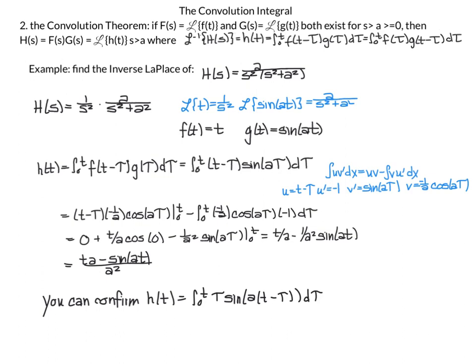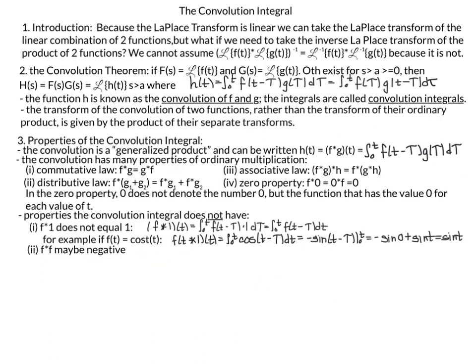And this is it. This is my final answer. This is the inverse Laplace transform of a over s squared plus a squared. You can also confirm the other half of this formula. Here we used f of t minus tau, g of tau, but we could have used f of tau, g of t minus tau. In other words, the integral from 0 to infinity, f of tau, in this case, would just be tau, and g of t minus tau, in this case, would be sine of a times t minus tau. You can confirm that this integration will give you the same answer.